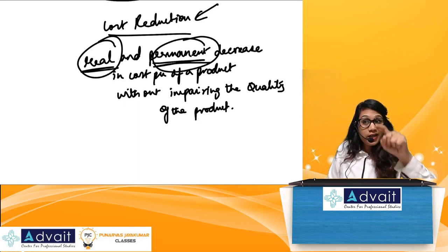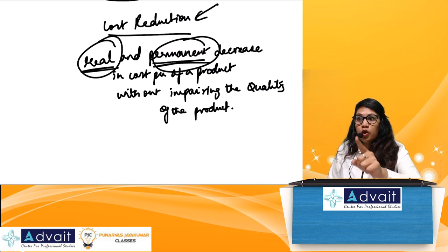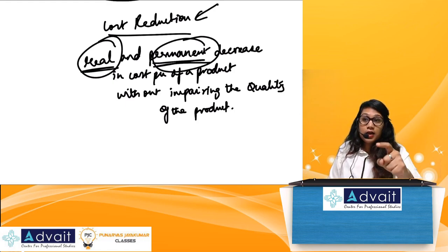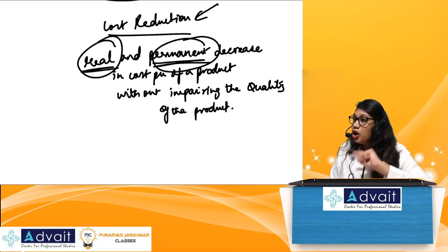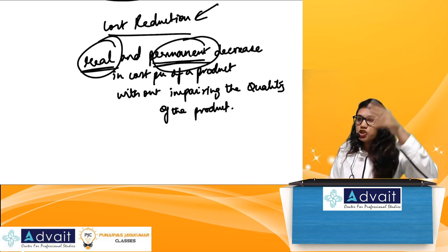It should decrease in such a way that the quality of the product must not suffer. It's not that I started using cheap quality material. No. The quality of the product should remain the same, or it should become better. It should never become lesser. So cost reduction is real and permanent, and it should not impair the quality of the product. One reason cost reduction could be achieved is the long-term impact of cost control.